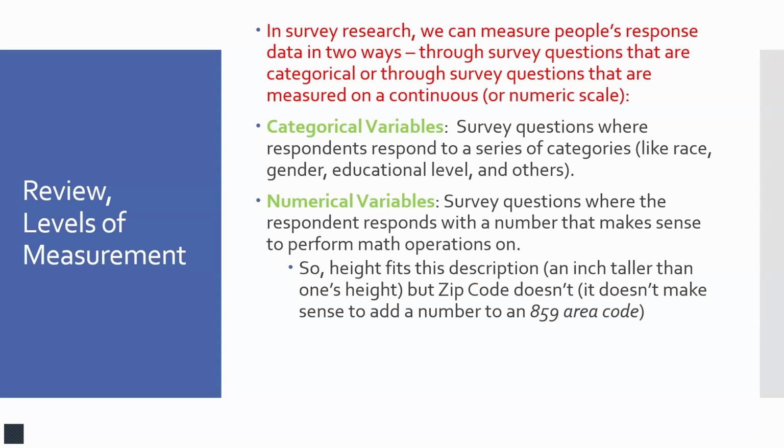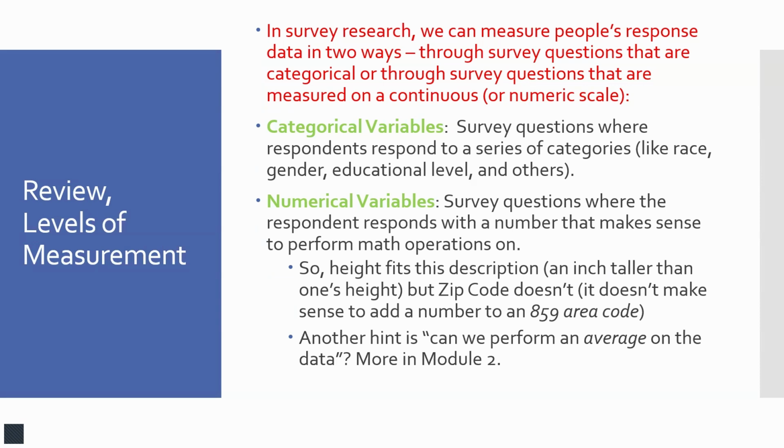because height fits the description pretty well. So I can say someone's height and add an inch to it, then they go from 55 inches to 56 inches. The zip code, even though it has numbers in it, doesn't make sense. Or it also doesn't make sense to add a number to an 859 area code. You wouldn't say 859 plus 1 gives you an 860 area code, and that's just a shift.